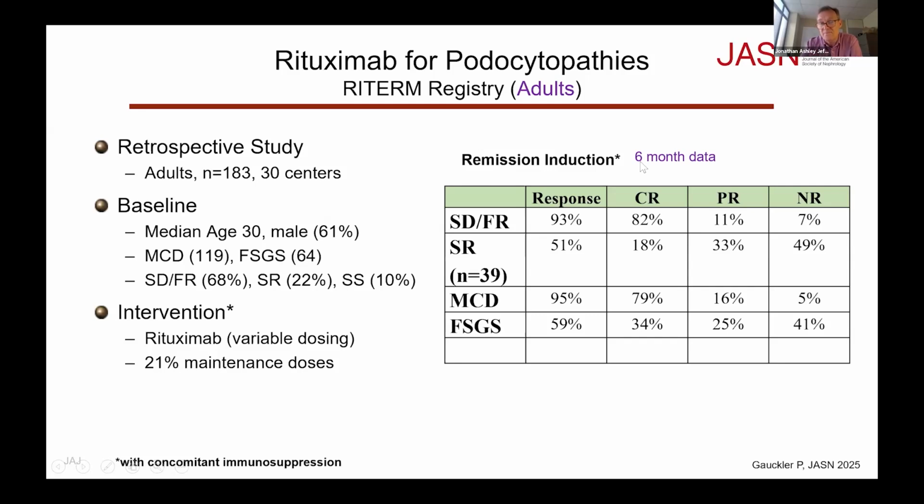What we can see at 6 months is that in the steroid-dependent and frequently relapsing group, they did very well. Now, you might expect some of this with steroids and calcineurin inhibitors, but at the 6-month data, we were seeing complete remission rates of 82%. I think what is interesting is in the steroid-resistant group, 39 patients with steroid resistance using rituximab, there was still an 18% complete remission rate at 6 months, and about 50% had a response, complete and partial remission.